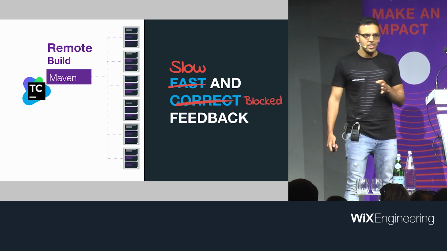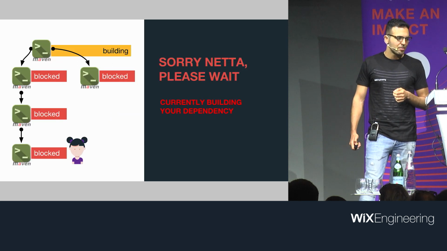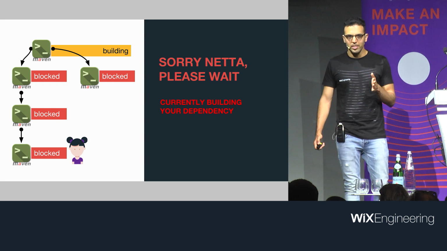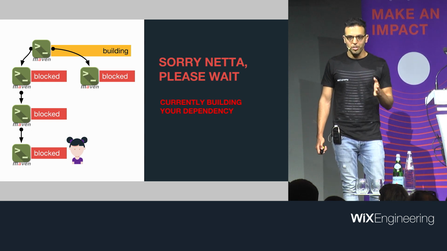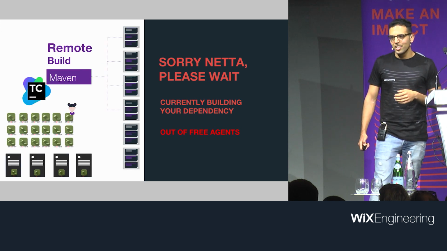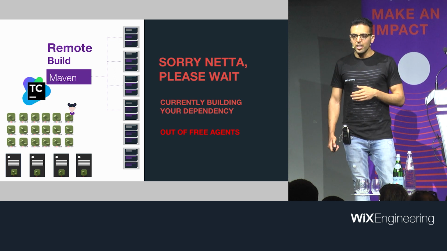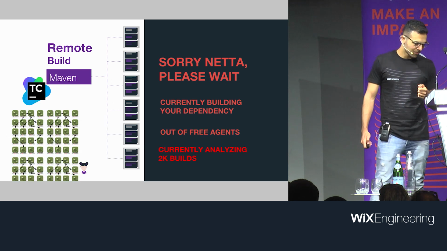I'm going to list four reasons why the builds are blocked. First, and I think this one is the most understandable, is that my job is currently blocked because a job that I depend on is currently building. Second, sometimes TeamCity is just out of free agents to run my job, and I'm stuck in a queue waiting for the next available agent.